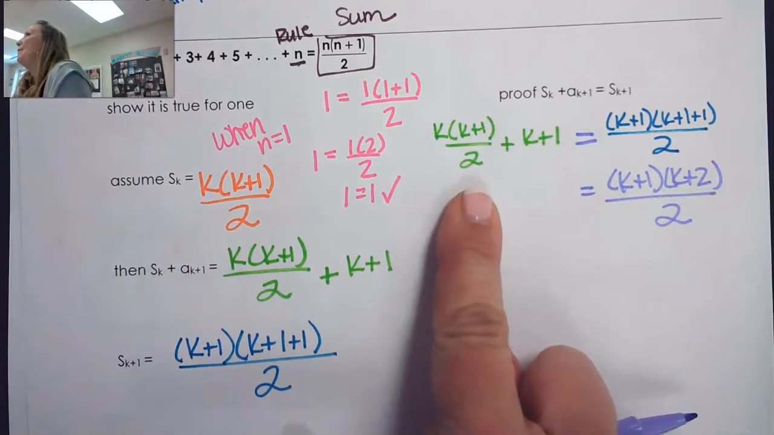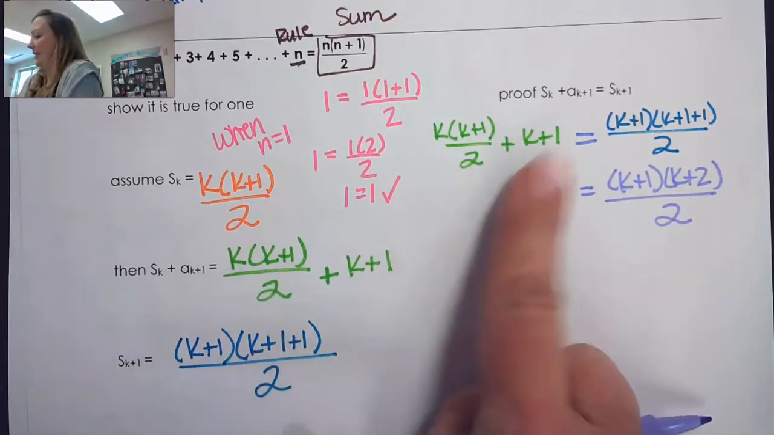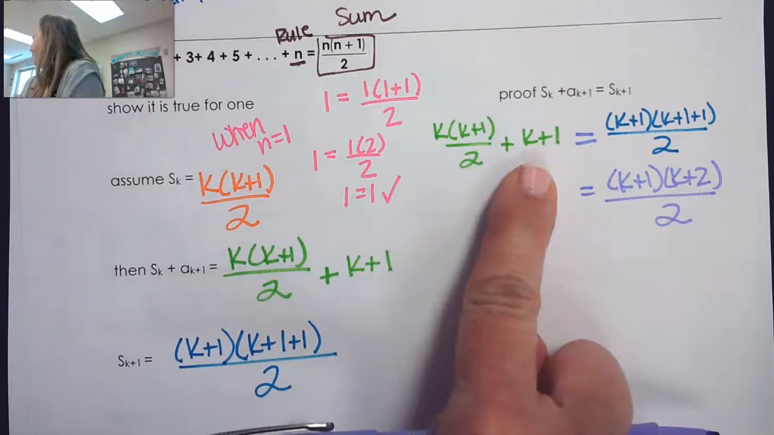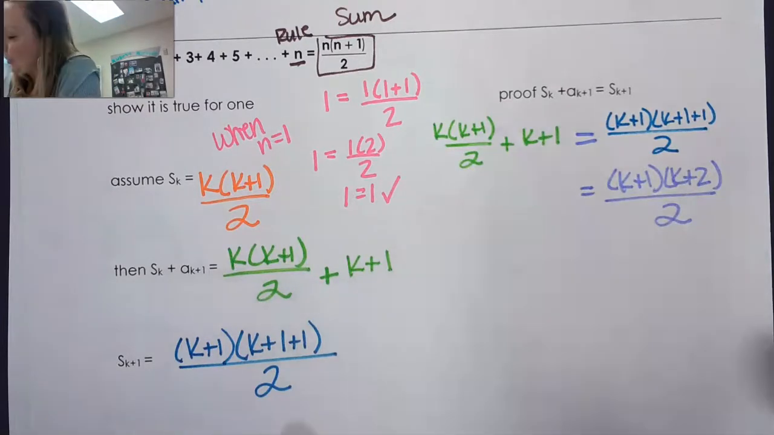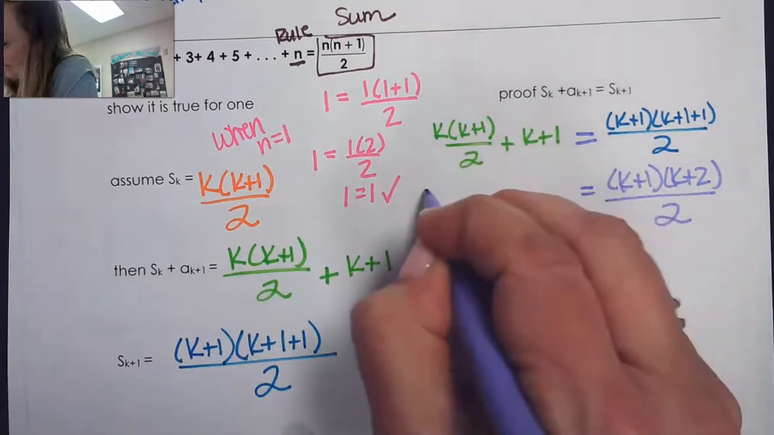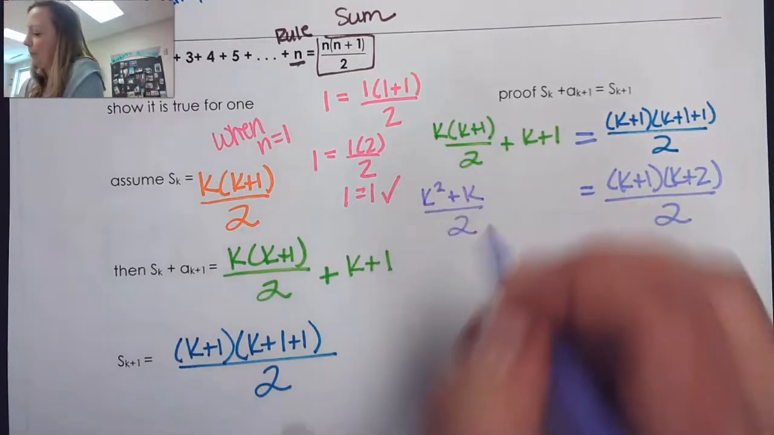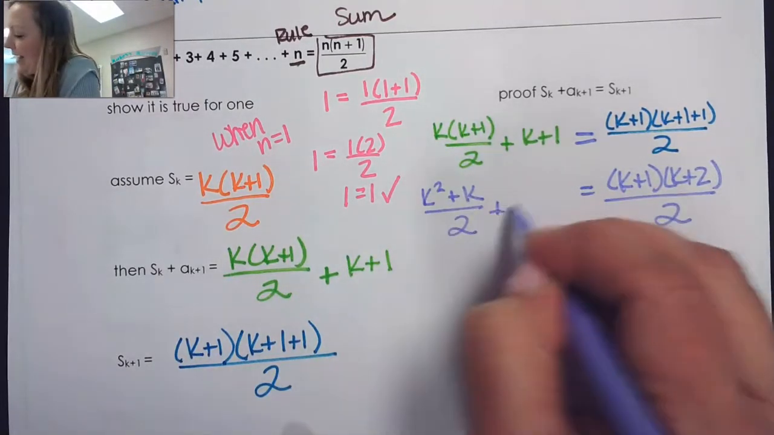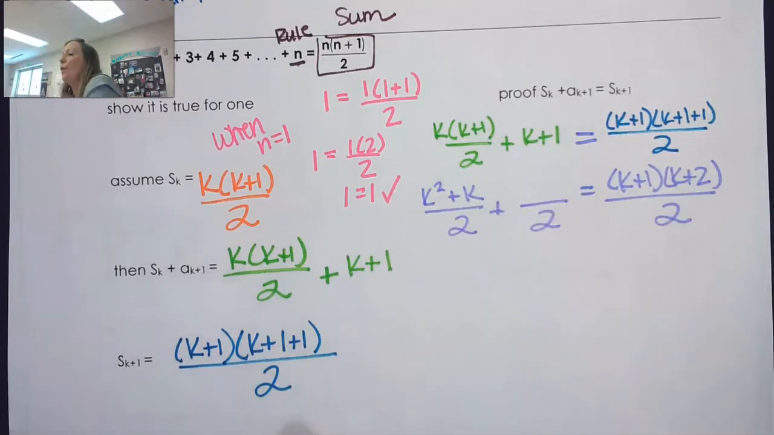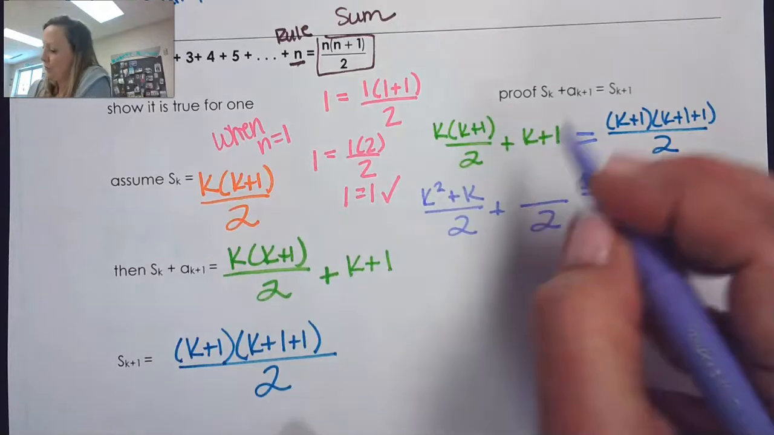We should probably put this over 2 also. Okay? So I'm going to have k squared plus k, let's just say that you decided to distribute. And then I would need this over 2 as well. So what is k plus 1 written over 2?